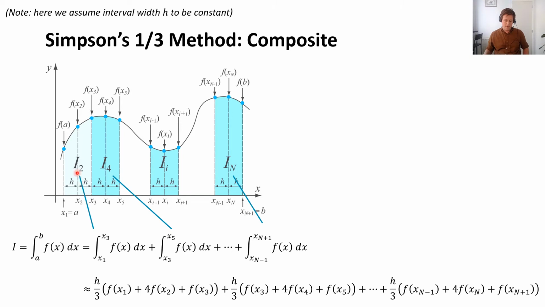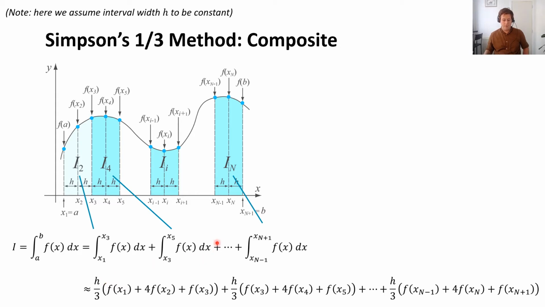So for this first interval, let's say I2, applying Simpson's method here, well, that's f evaluated at the left-hand side, f evaluated at the right-hand side of the subinterval, and plus 4 times f evaluated at the midpoint between x1 and x3. So that's what we find here, and all of that multiplied with 1/3 h.